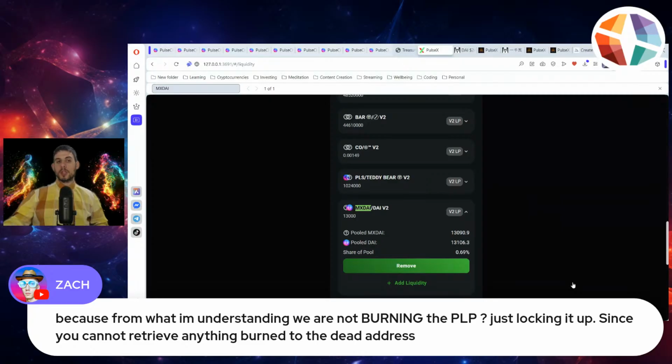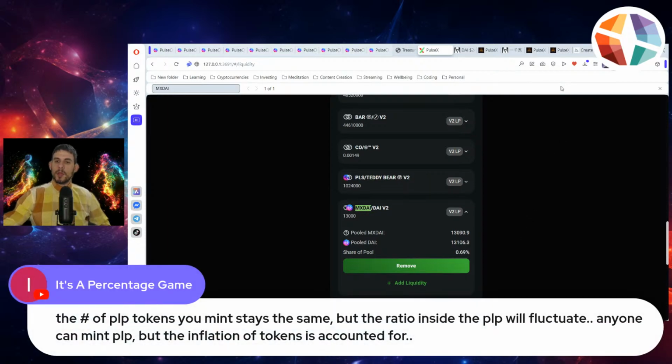That's why I'm bullish on the idea of creating these and burning PDAI. So the number of PLP tokens you mint stays the same, but the ratio inside the PLP will fluctuate. Anyone can mint PLP, but the inflation of the tokens is accounted for.